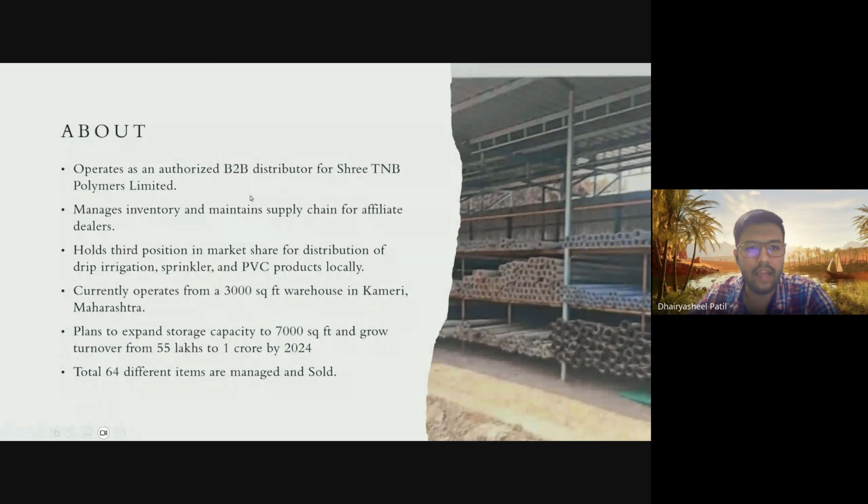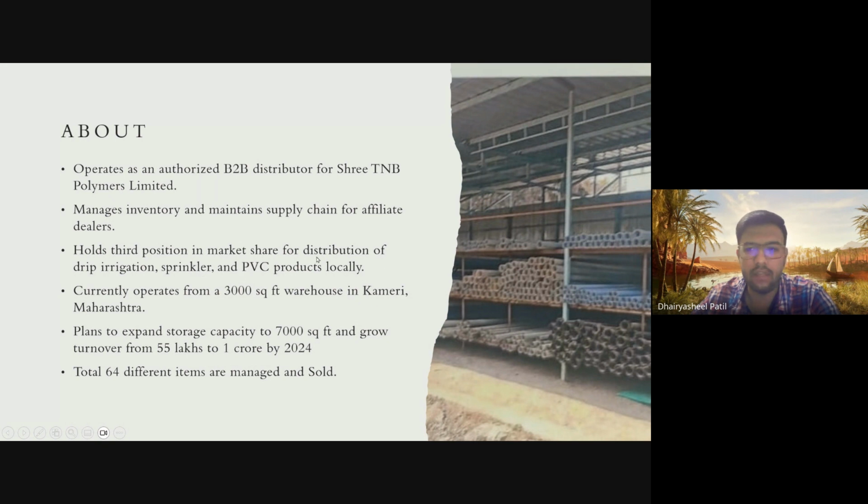As I said, they are an authorized B2B distributor, and they manage inventory and maintain the supply chain. As you know, in the distribution business, companies do that to avoid inventory costs and maintain efficiency in the supply chain, so that their product is near the market, and it also saves their cost. Currently, they hold third position in market share for these products: drip irrigation, sprinkler, and PVC. This area, Kameri in Maharashtra, is an agriculture-dominated area. The main industry here is agriculture.